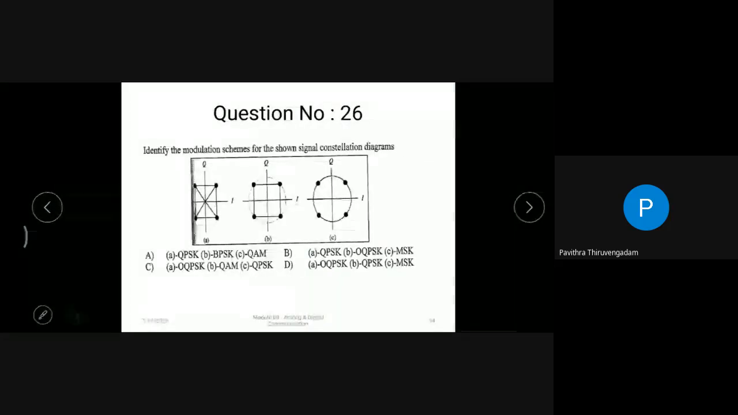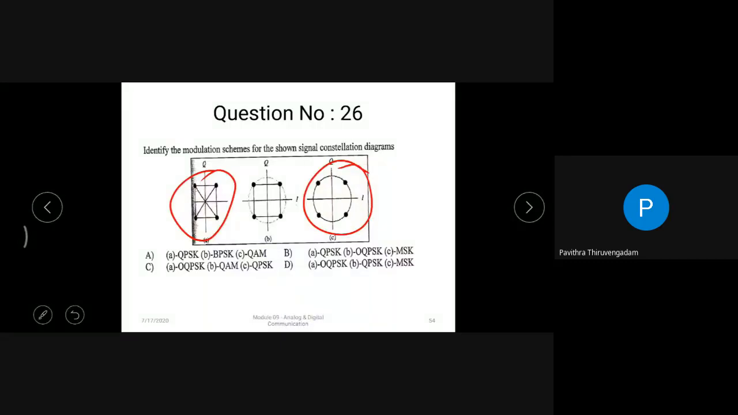Now, identify the modulation schemes for the shown signal constellation diagrams. They have given 3 and we have to select the options. Okay, so the first one is a well known diagram, it is QPSK. And this one is MSK. These two are clearly known.